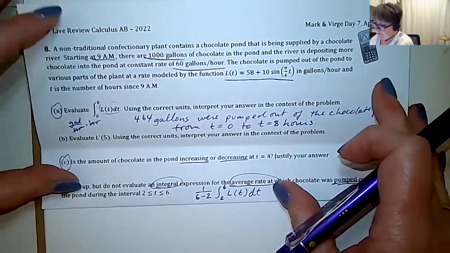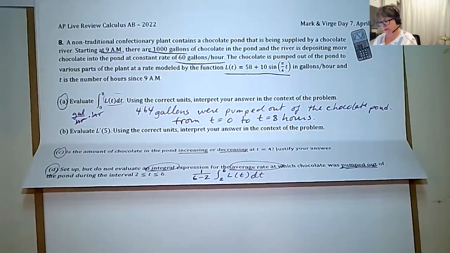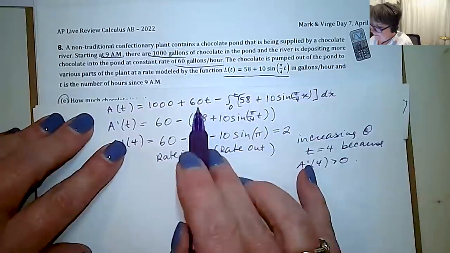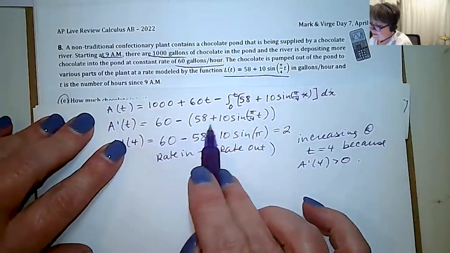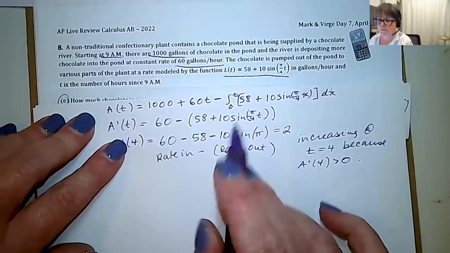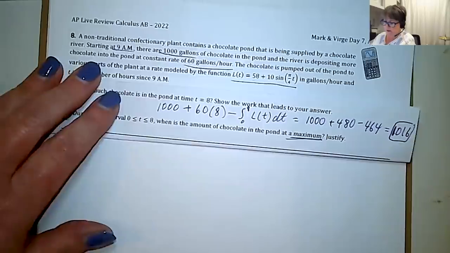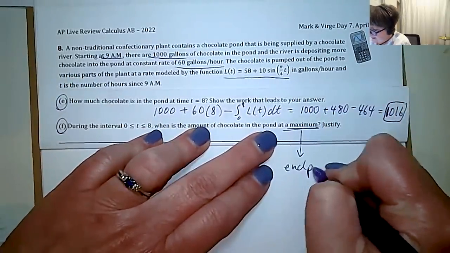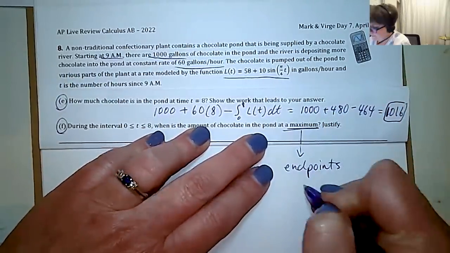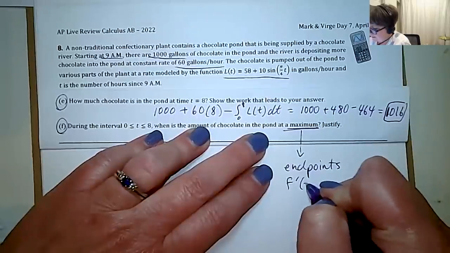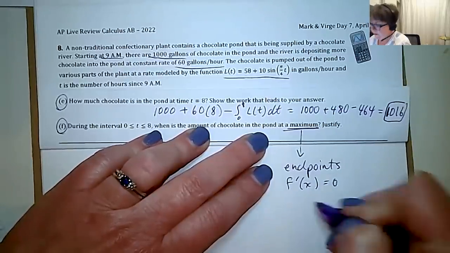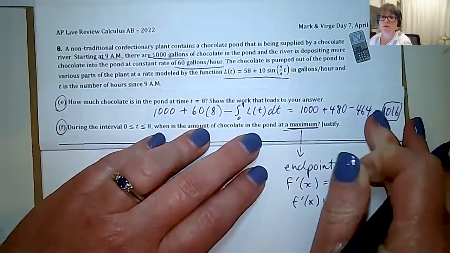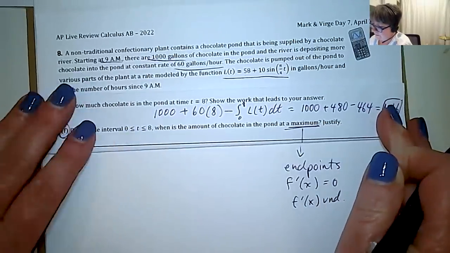Or the derivative of my amount. So let's see if I can get that little folded paper back again. So the derivative here, where is this equal to 0? Okay, because that's where your candidates are. They're going to be your endpoints. And they could also be where, I'm just going to be loose here, F prime equals 0 or F prime is undefined, as long as that's part of the domain of the original function.